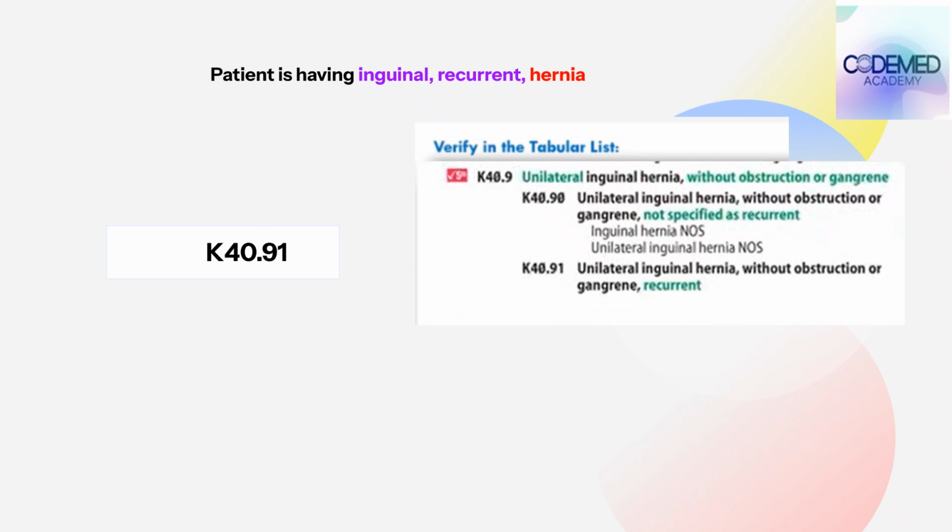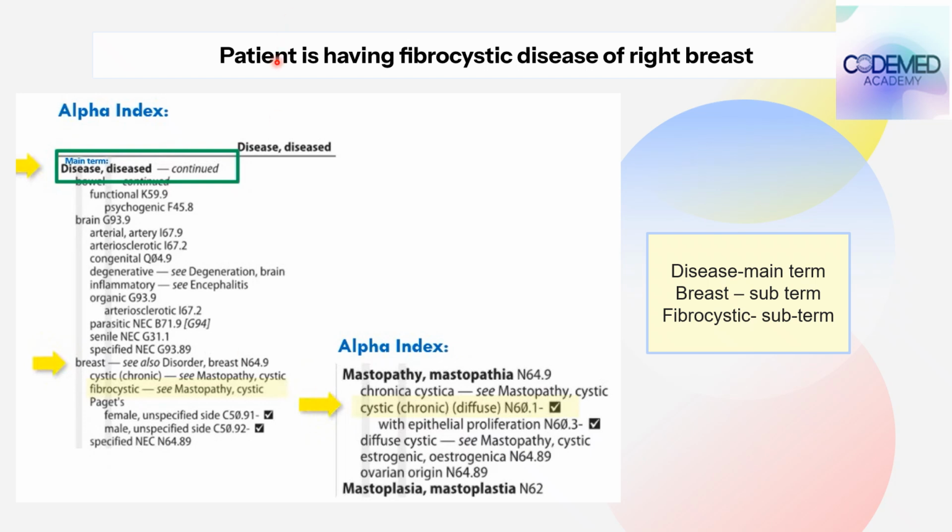So I will zero down this code. So let us take one more example. Patient is having fibrocystic disease of the right breast. What is patient having? Disease. So that is your main term, and you have two subterms, breast and fibrocystic.